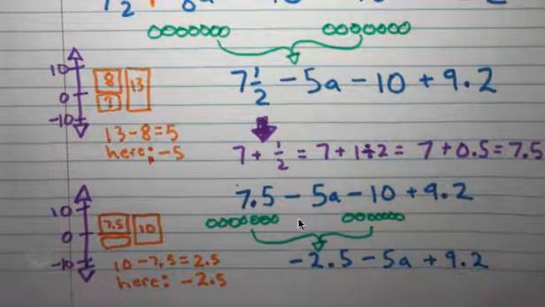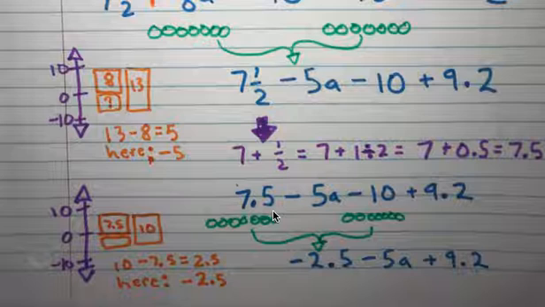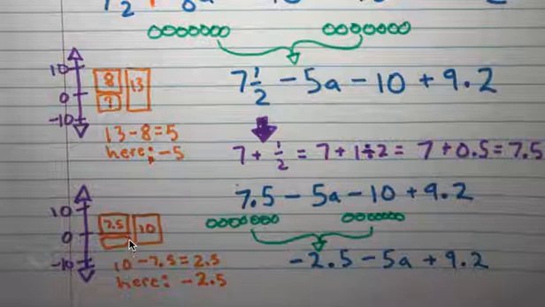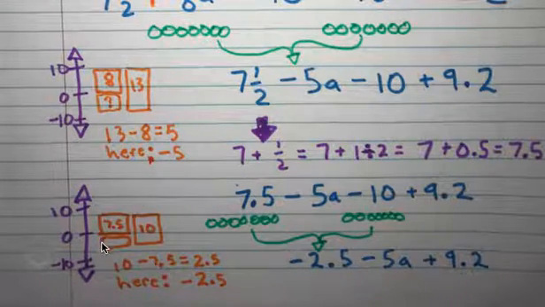We have to skip over this negative 5a because we're dealing with like terms, and negative 5a can't talk to a term that doesn't have just an a in it. So we have 7.5 minus 10. Again, with the boxing method, we go up 7.5, we go down 10. What's the height of this missing box? Well, that'd be 10 minus 7.5, which is 2.5, so here negative 2.5. And those two terms combine to negative 2.5.